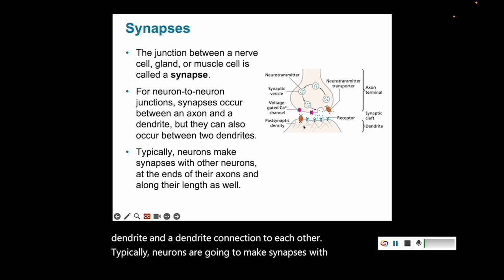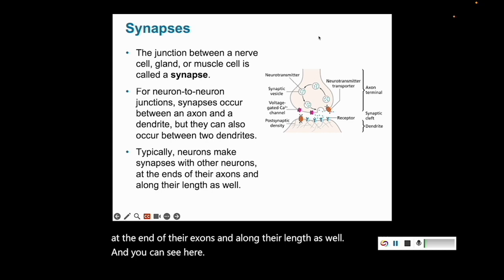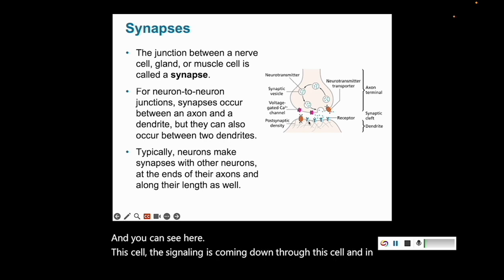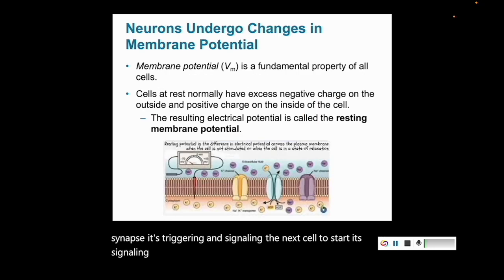Typically, neurons are going to make synapses with other neurons at the end of their axons and along their length as well, as you can see here. The signaling is coming down through this cell, and in the synapse, it's triggering and signaling the next cell to start this signaling cascade.